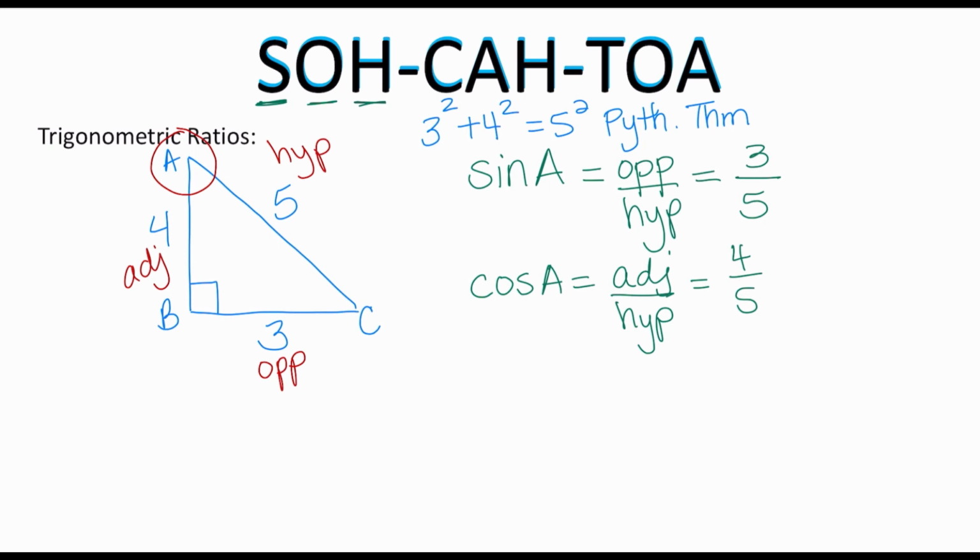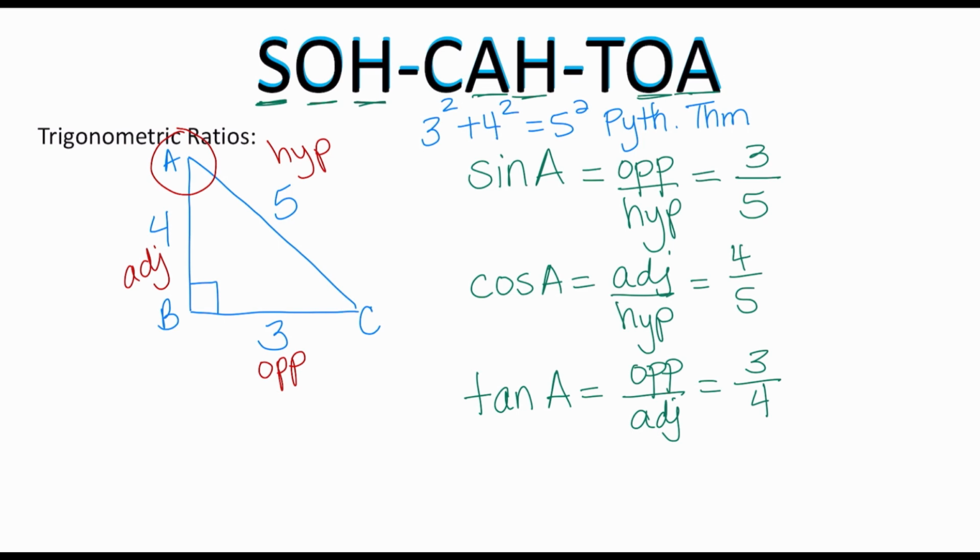Then we have TOA, which is tangent. So the tangent of angle A is opposite over adjacent. And in this case, opposite is 3 over 4. So the sine of angle A is 3 over 5. The cosine of angle A is adjacent over hypotenuse, which is 4 over 5. And the tangent of angle A is opposite over adjacent.